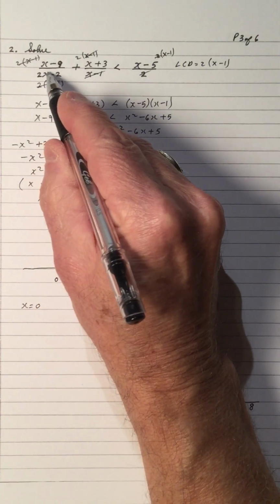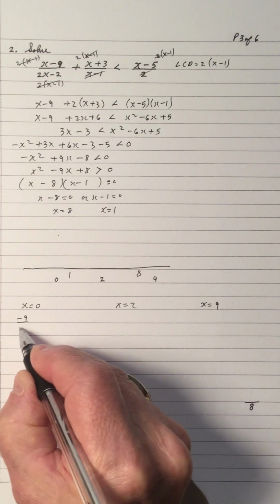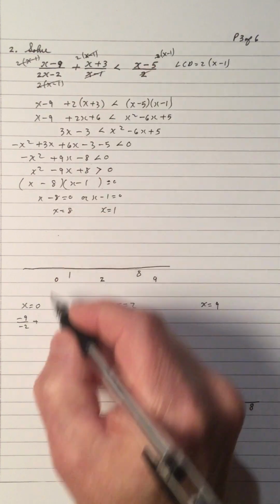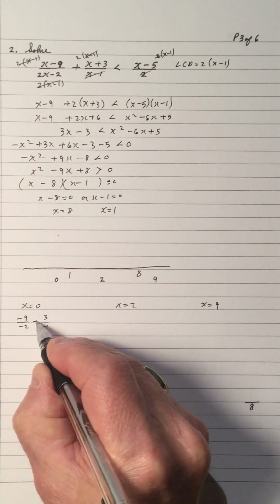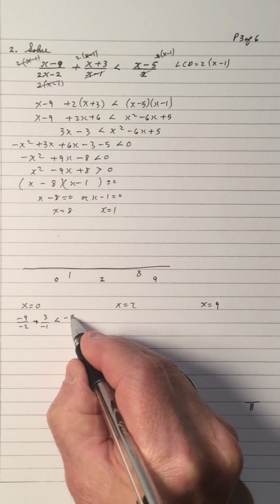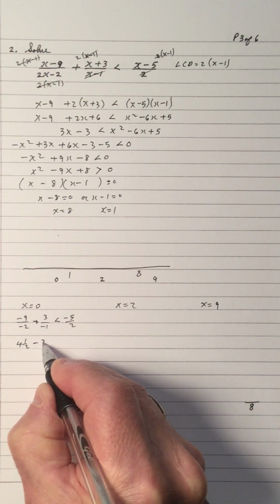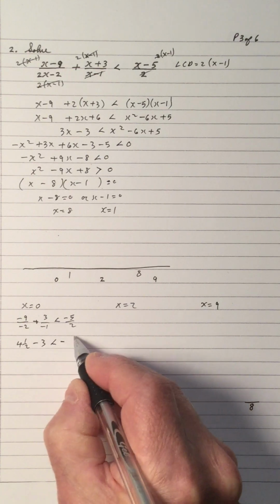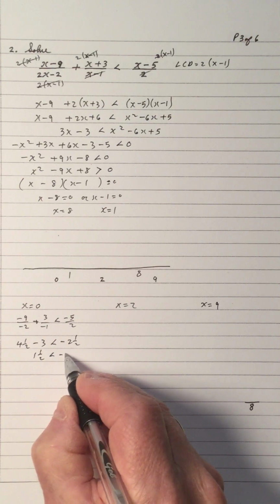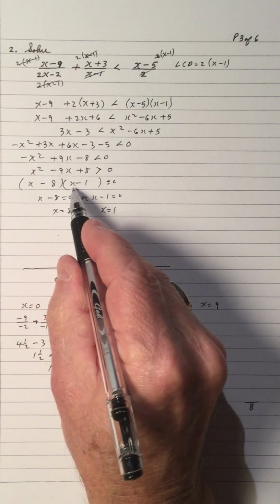So let's put 0 in here. So put 0 here and here, I'll get negative 9 over negative 2. Add on, put a 0 in, I get a 3 and a negative 1. And less than, I put a 0 in here and I get a negative 5 over 2. So that's 4 and 1/2. Subtract 3, less than negative 2.5. So 1.5 is less than negative 2.5. No.